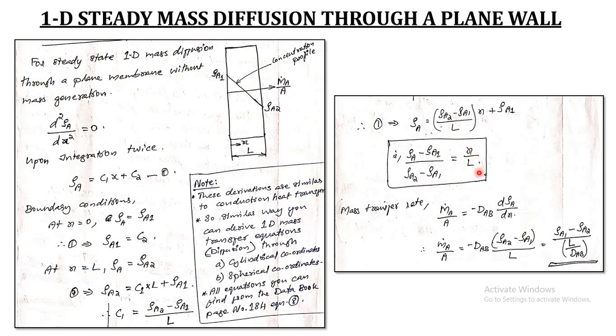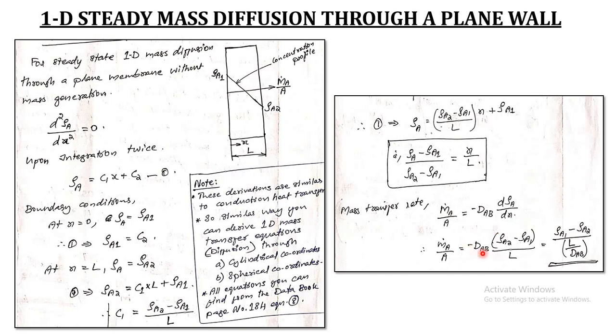To explain, ρA is the concentration of species A at a distance x from the left face. ρA1 is the concentration of species A at the left face. ρA2 is the concentration of species A at the right face of the plane wall we consider. From this equation, we say that the concentration profile is a straight line. To find the mass transfer rate, apply Fick's law equation. According to Fick's law, m_A/A is equal to minus D_AB dρA/dx.